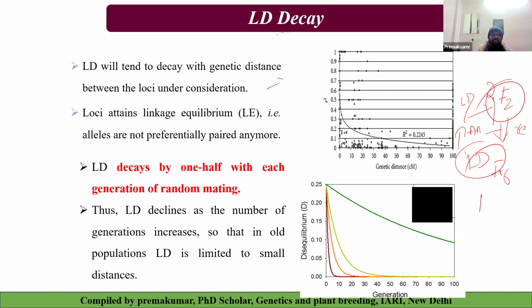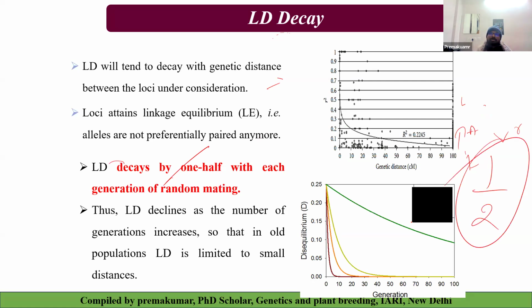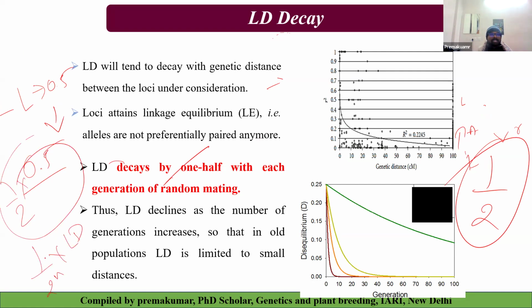Then for each generation, for each random union, there will be one half, the 1 by 2, that is going to decrease. For example, in one generation, it will be 0.5. If there is a random union at one generation, 0.5 divided by 1 by 2. So, if you have n number of generations, it is 1 by 2 power n into LD value. LD into 1 by 2 power n will be your LD. Here n is the number of generations or the number of random matings.